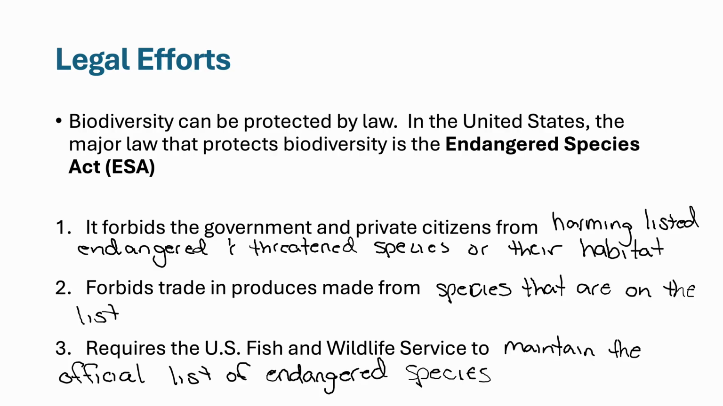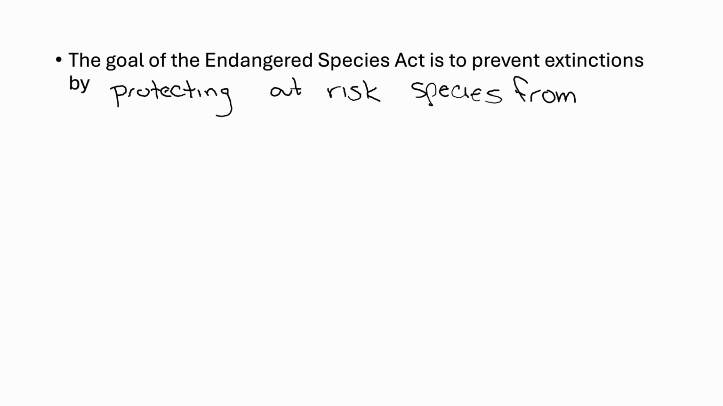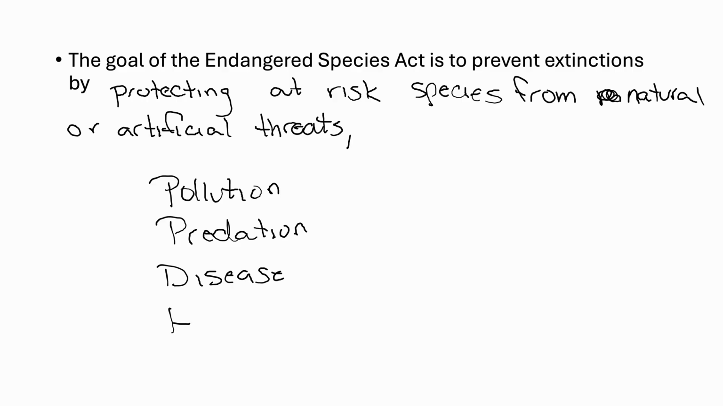So again, the Endangered Species Act is what's responsible for protecting all these things. And the goal of the Endangered Species Act is to prevent extinction by protecting at-risk species. And again, we're protecting them from natural or artificial harm. So these things could be stuff like pollution, obviously polluting a waterway, predation, disease, and even habitat destruction.